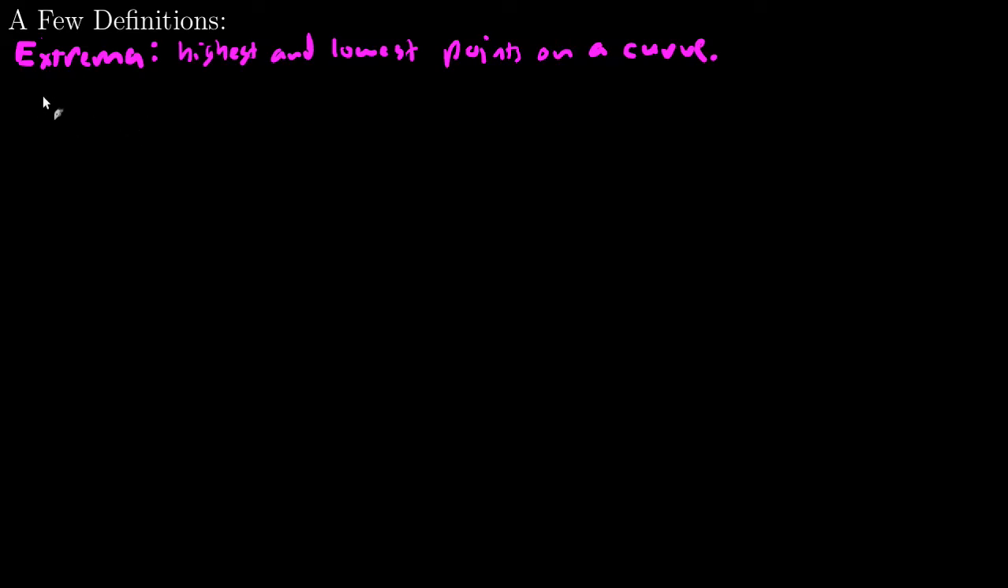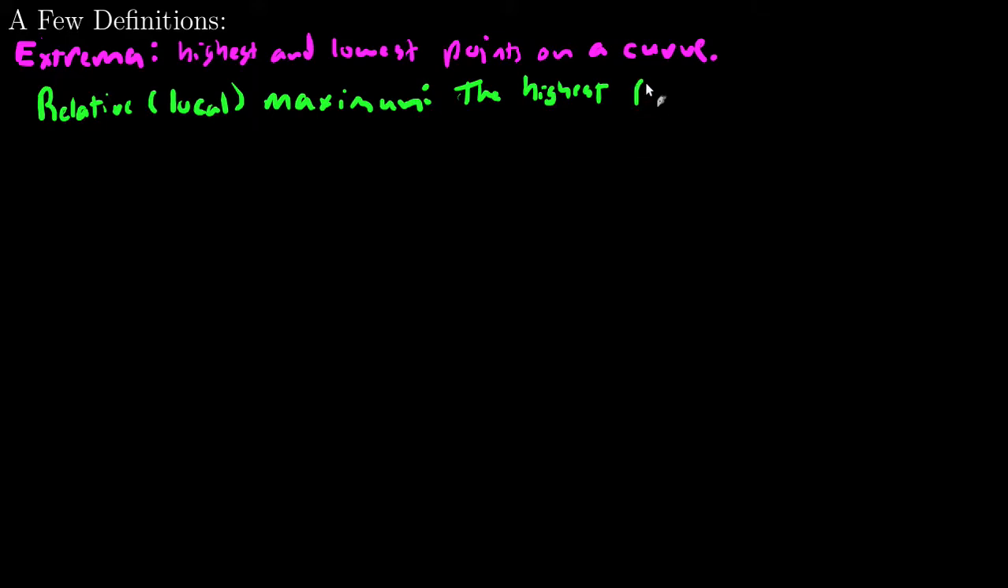And we have a few ways to specify these. So we can have what's called a relative, or also sometimes called a local, maximum. And this is just the highest point in some open interval. The open's important. I'll talk about that when we see some examples, or I might talk about it in this slide.